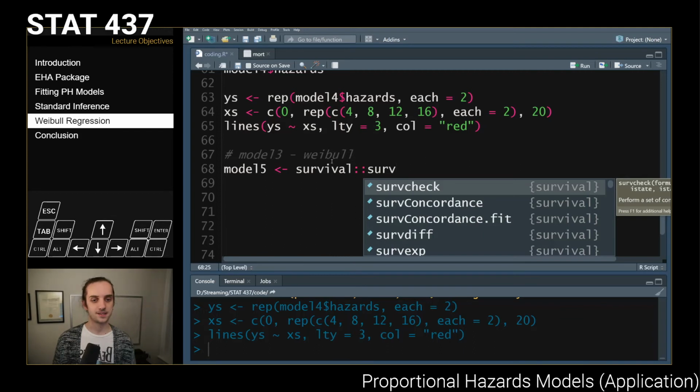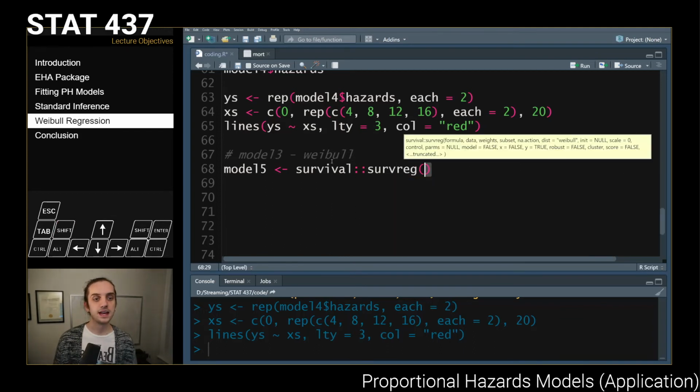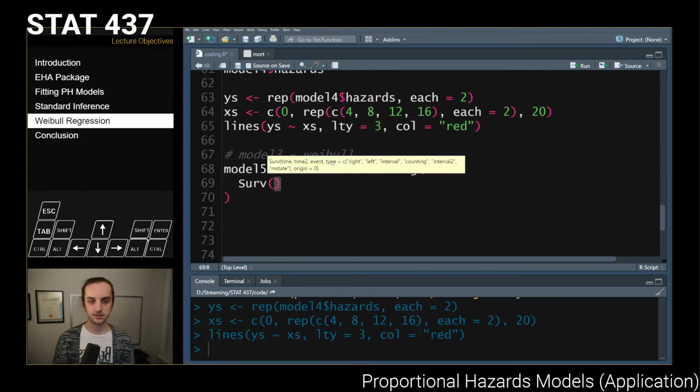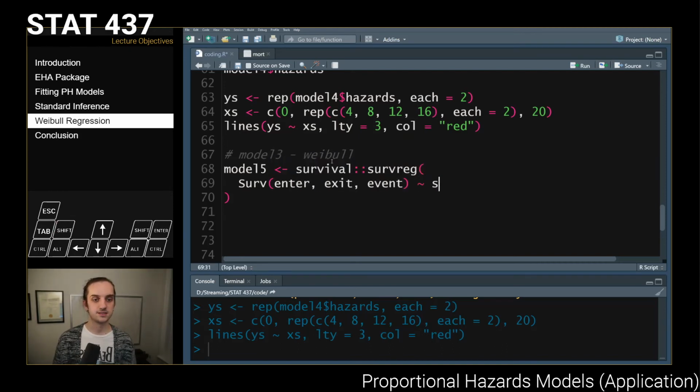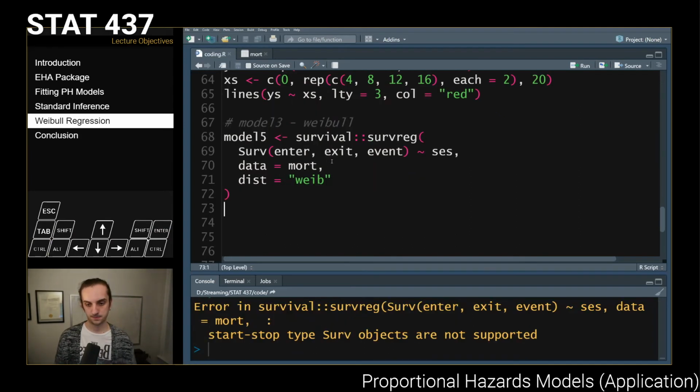So just to briefly recap, this would have been survreg, and just to show you here, we can do Surv, and we would do enter, exit, event, socioeconomic status. The data is going to be the mortality data. The distribution is going to be Weibull.